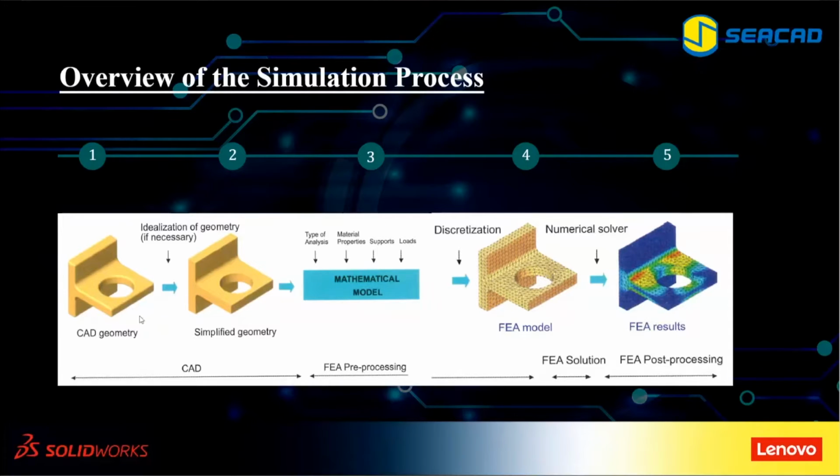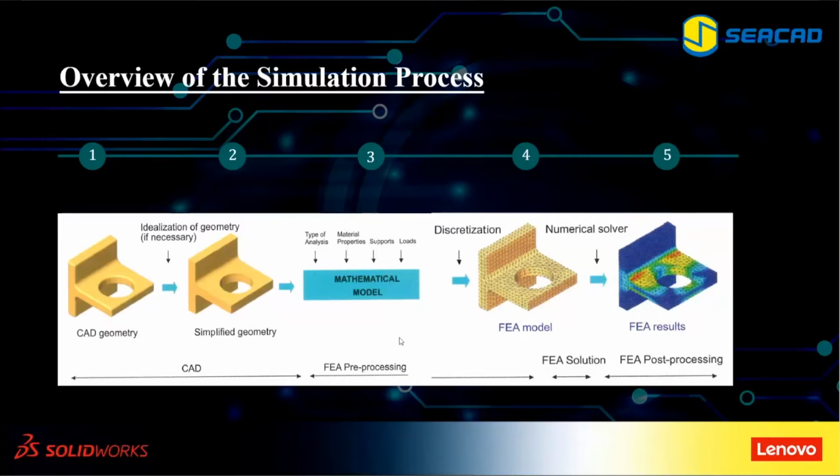Then the next is the material properties. For every solid body in the simulation, we need to assign a material to the solid body. SolidWorks Simulation has a very strong material database. Then the next thing is the support, which is the restraint. Apply the boundaries to the geometry, and then apply the external load to the geometry. All of this is the so-called mathematical model. We will use those properties to establish the formulas, which is the mathematical model.